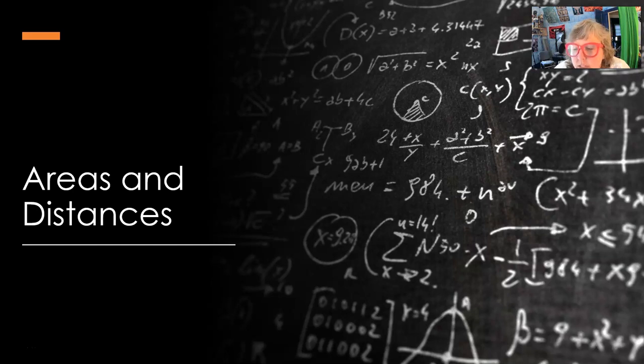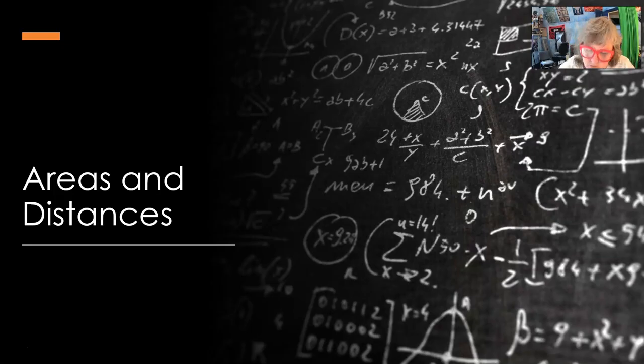In this video, we're going to look at how to find areas and distances. Now, areas. We have a lot of formulas for area. We know the area of a circle is pi r squared. We know the area of a square with side x is x squared. We have rectangles. We have rhombuses. We have trapezoids. We have, as I said, formulas coming out the wazoo.